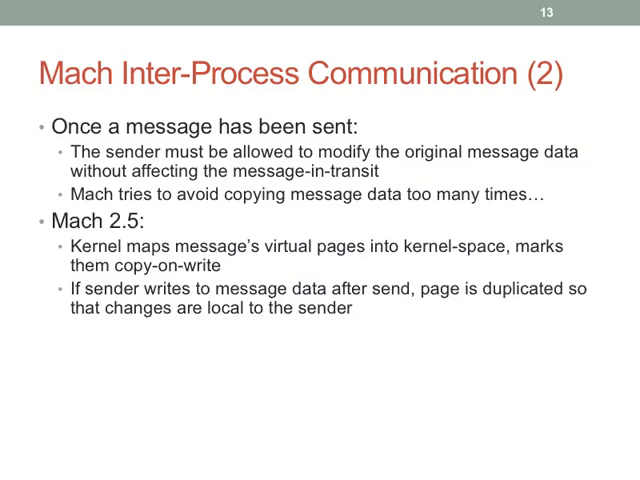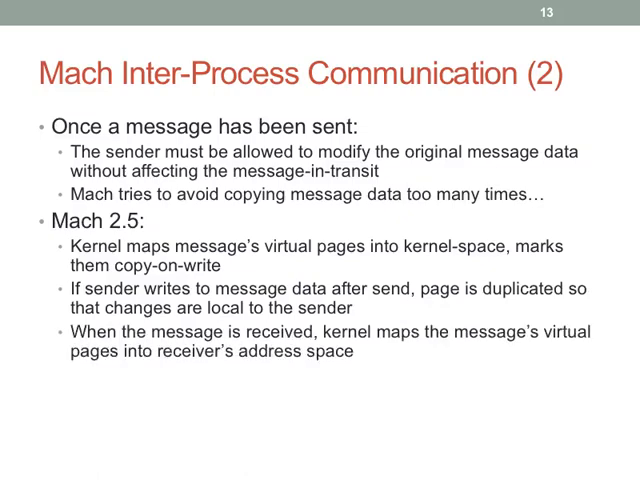Okay, so Mach 2.5, let's see, yeah, so the kernel would map the message's virtual pages into kernel space, copy on write. So now, if the process wants to write to them, no biggie, the kernel can go ahead and make a copy, and the user process can go on doing its thing. The sender writes, yeah, so that's obvious. Okay, when the message is received, the kernel maps the message's virtual pages into the receiver's address space. Nice thing about this, it does not require copying data.